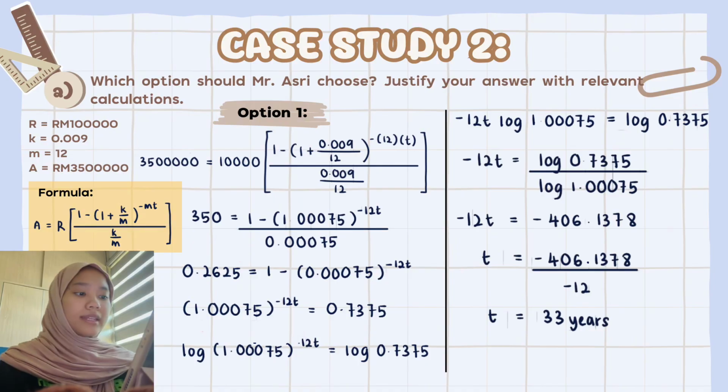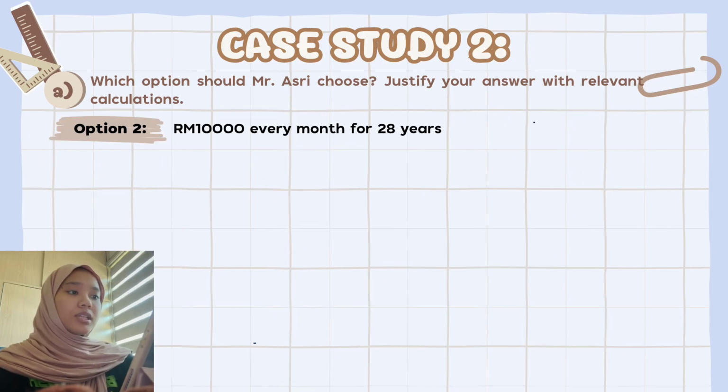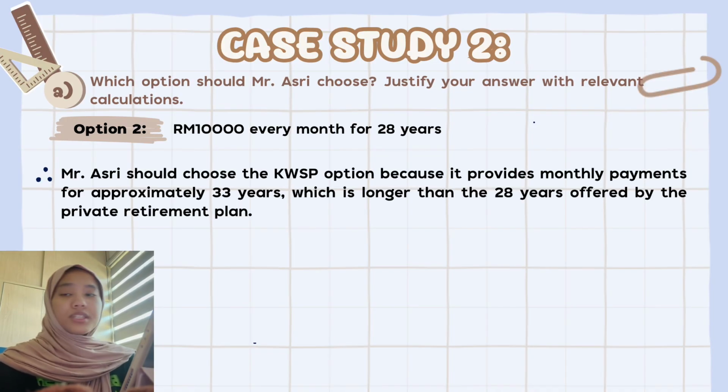And now we know that Mr. Asri will get 10,000 ringgit every month that will last him for 33 years, compared to his second option, where he will only get 10,000 ringgit every month for 28 years. So it is obvious that Mr. Asri should choose his first option, which is the KWSP option, because it provides monthly payments of 10,000 ringgit for approximately 33 years, which is way longer than joining the private retirement plan, which will only last him for 28 years. And that is all from me.